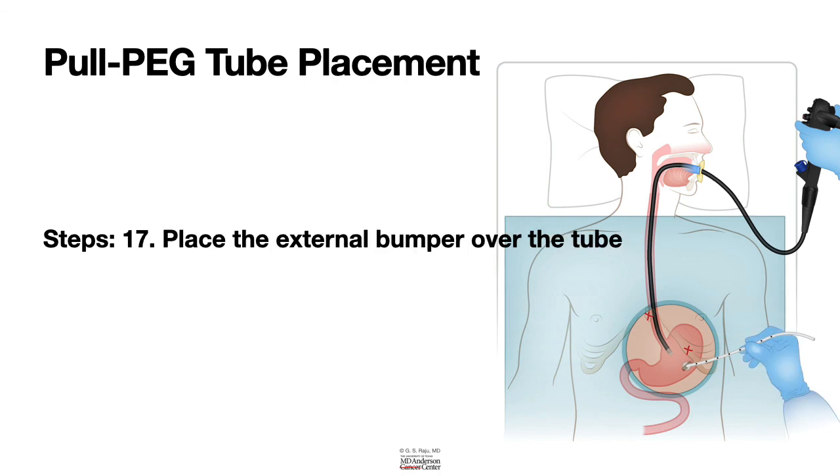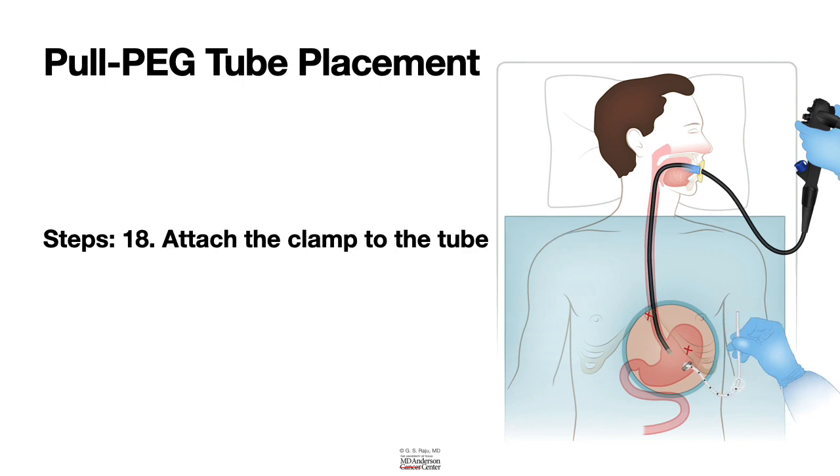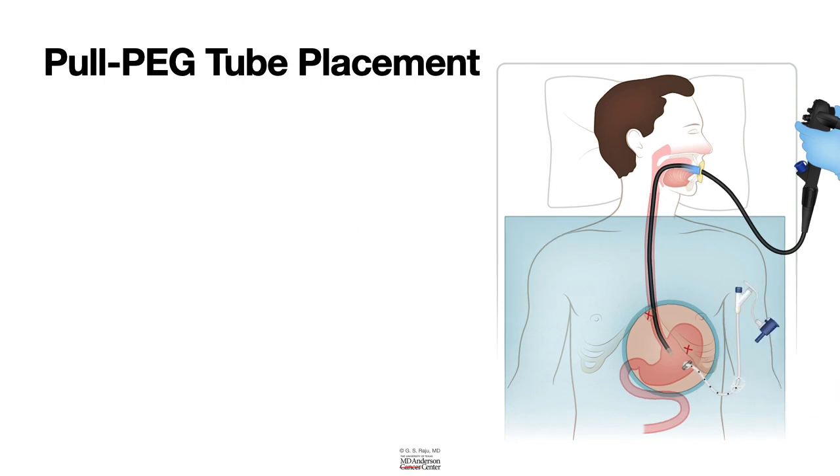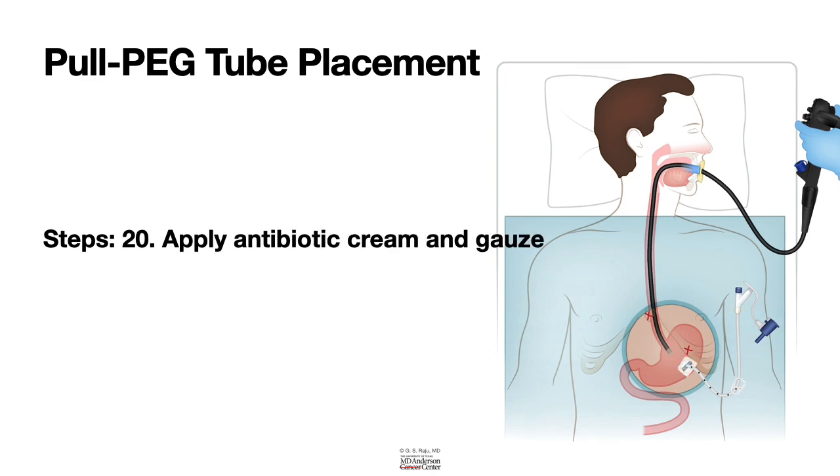Place the external bumper over the tube close to the abdominal wall. Attach the clamp to the tube. Attach the Y port to the end of the tube. Apply antibiotic cream and gauze between the skin and the external bumper. Keep the external bumper a little bit tight to prevent any bleeding. And the PEG tube could be used for feeding after 4 to 6 hours.